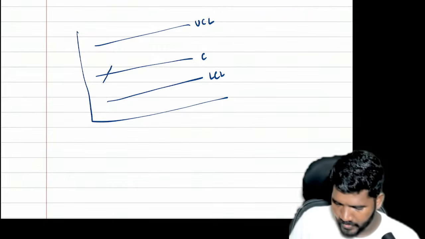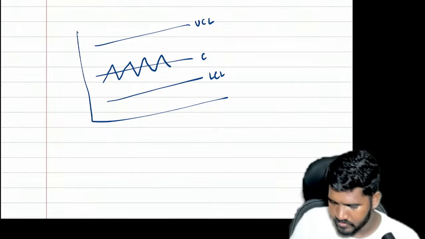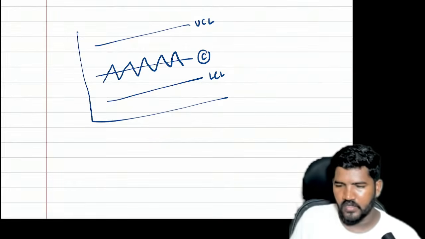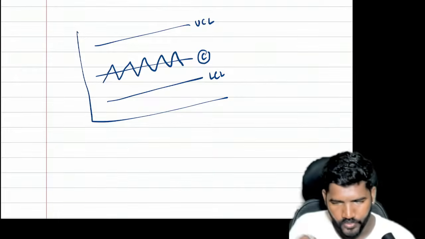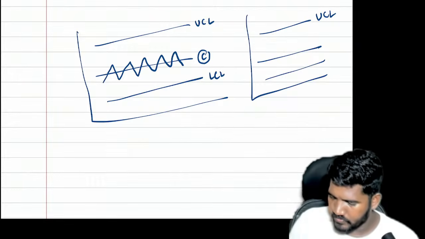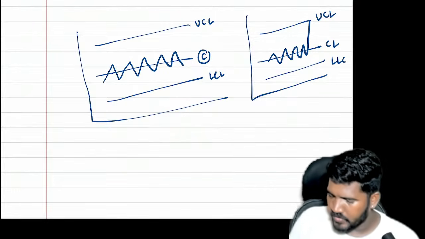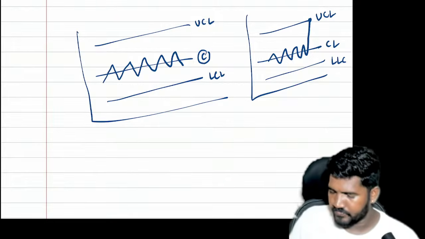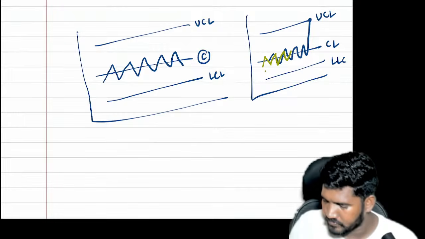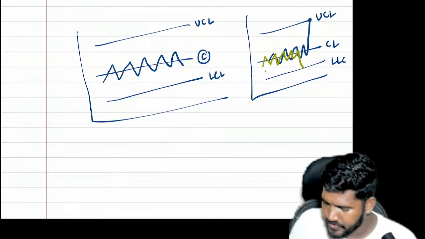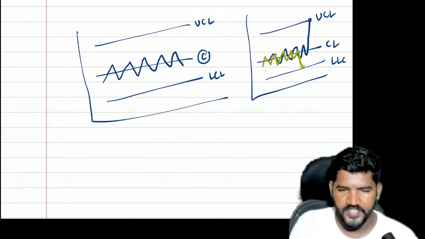So if you're drawing a graph like this, so it is within the control limit, the process and production is done good. For example, if it touches the upper control limit, production is not under control. If it touches the lower control limit also, production is not in control.